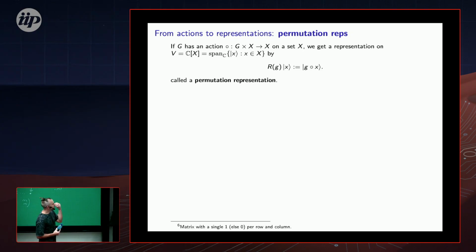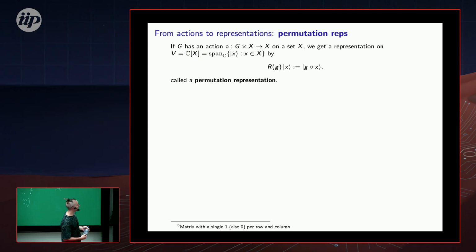So if G has an action on a set, all I need to do is define the representation R of G on X, sending the computational basis element X to a new computational basis element, G∘X, which is a new set element by definition. So this representation is basically permuting the computational basis. That's why it's called a permutation representation.